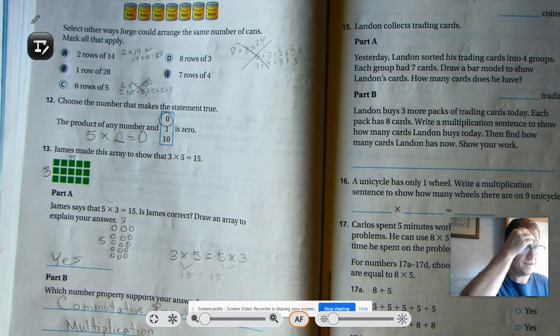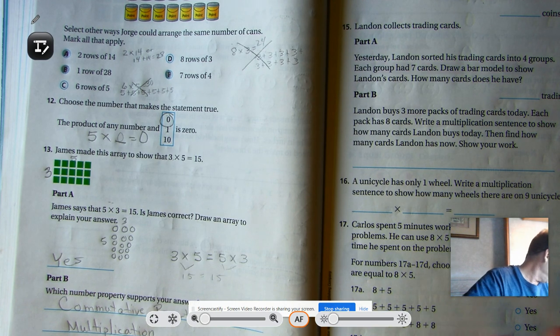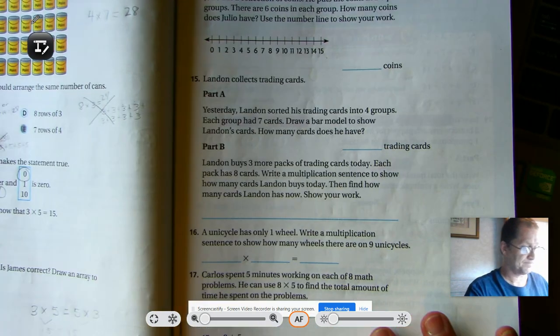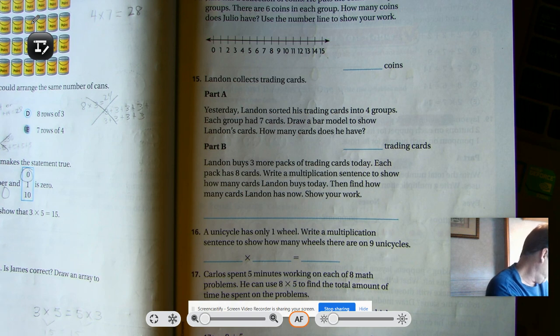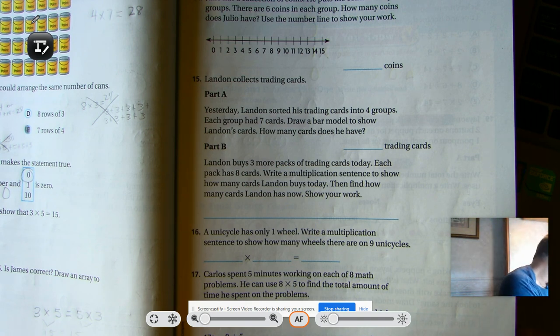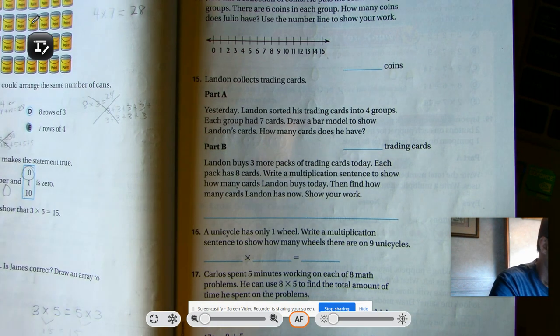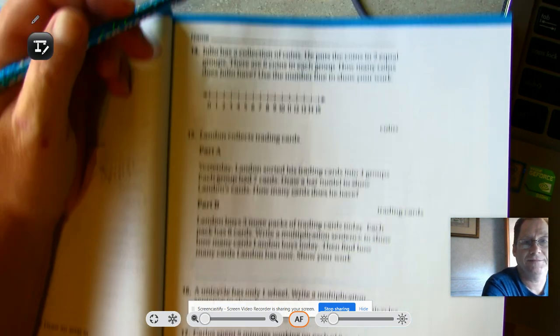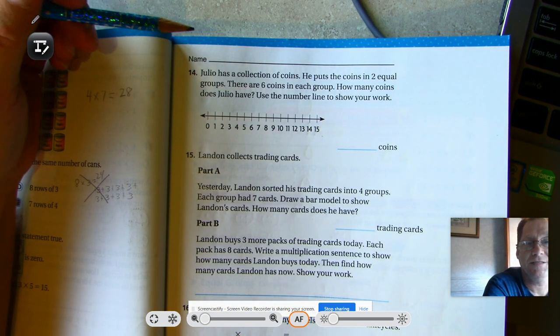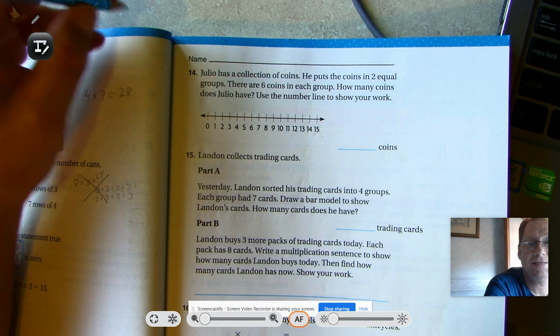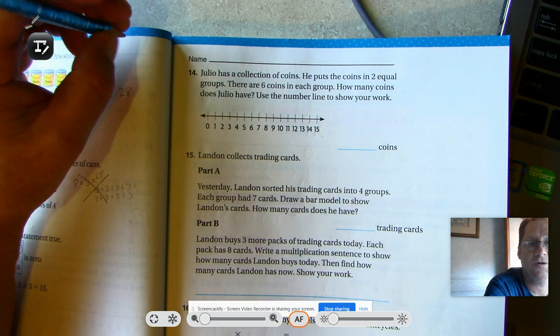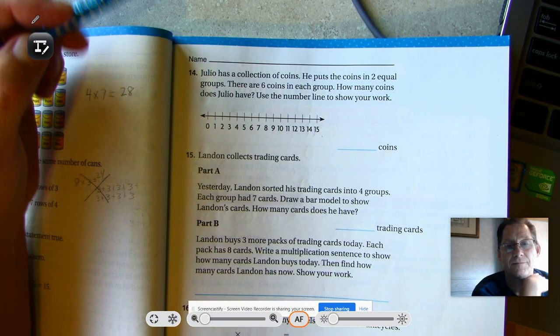Okay. Let's go on to number 14. Okay, Julio has a collection of coins. He puts the coins in 2 equal groups. There are 6 coins in each group. How many coins does Julio have? Use a number line to show your work.